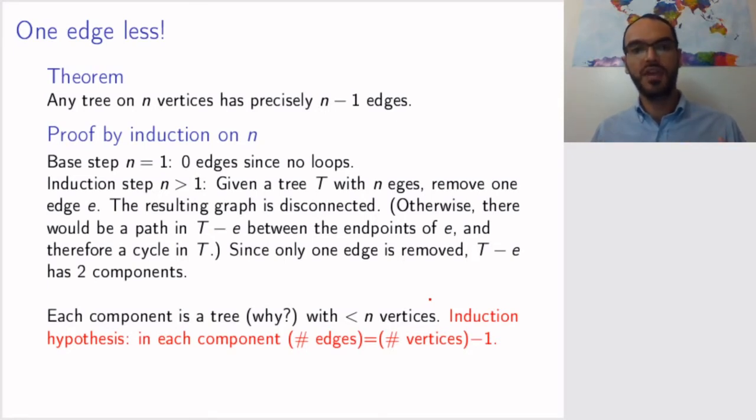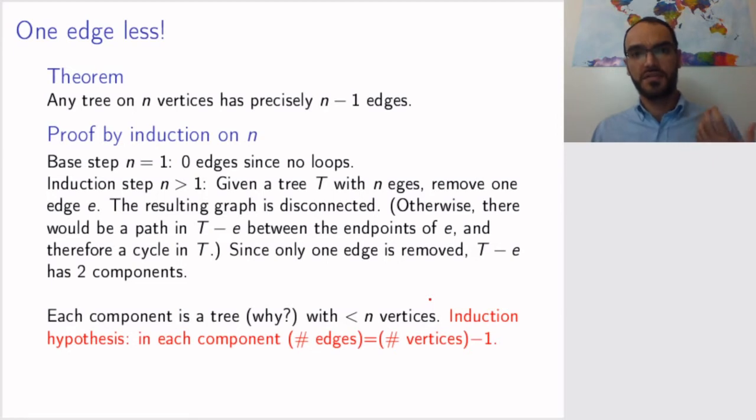So why is it a tree? Well, each component is by definition connected, and since the original graph had no cycles, definitely removing an edge will not create any cycles. So your components will be connected graphs without cycles, in other words, trees. And they will have less than n vertices because you have split the graph in two components, and the graph from the beginning had n vertices. So with two components with at least one vertex each, each component will have less than n vertices.